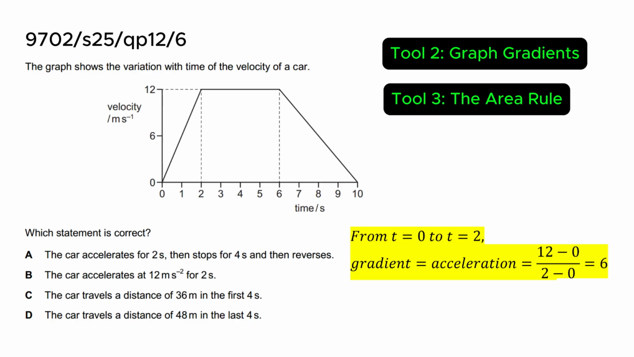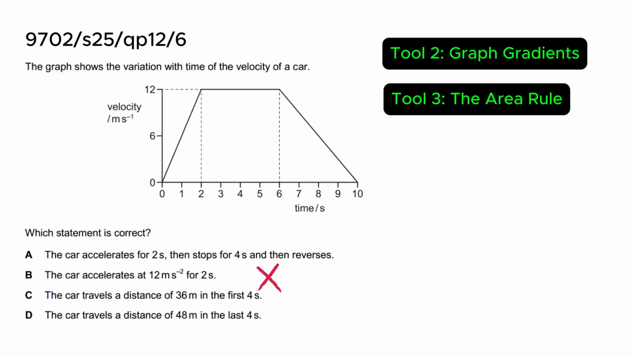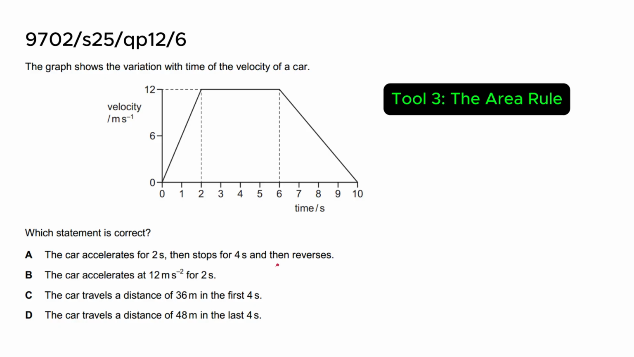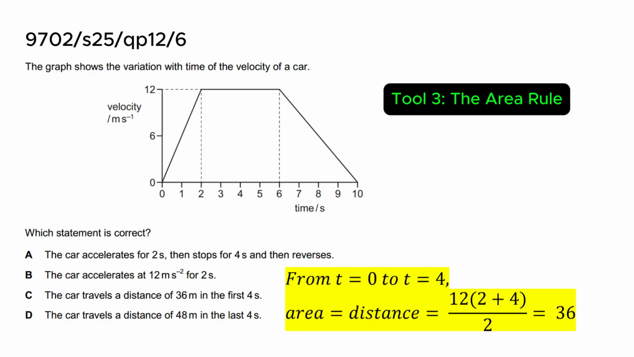They're hoping you just look at the y-axis and ignore the time. Option B is out. Now for statement C. The car travels 36 meters in the first 4 seconds. For distance, we use tool number 3, the area rule. The area under a velocity-time graph is distance.